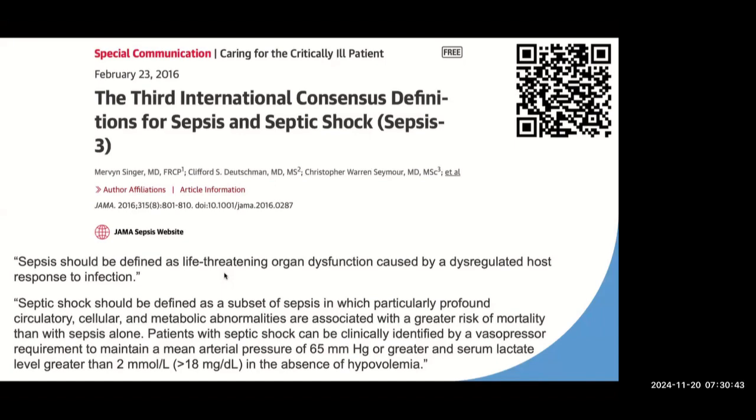Patients with septic shock can be clinically identified by the vasopressor requirement to maintain a mean arterial pressure of 65 millimeters of mercury or greater and a serum lactate level greater than 2, in the absence of hypovolemia. So this definition is accepted through the community, and experts from physiological, clinical, and epidemiologic settings got together in order to give these two definitions and be able to identify quickly when we have these clinical settings.